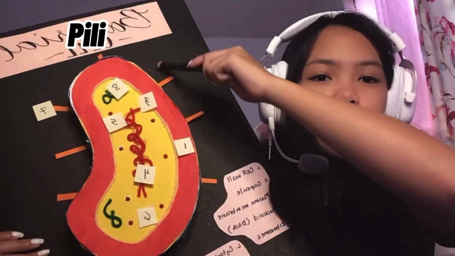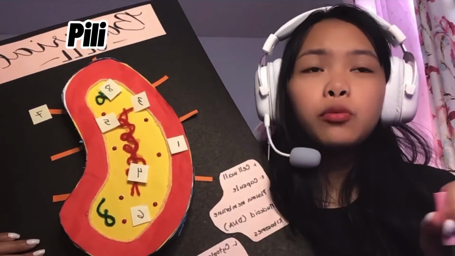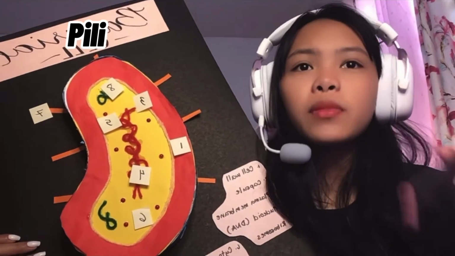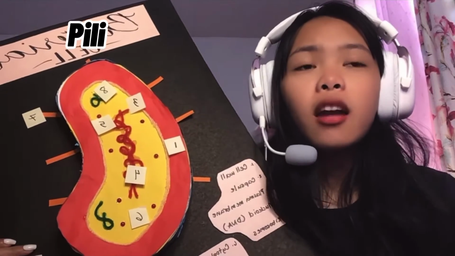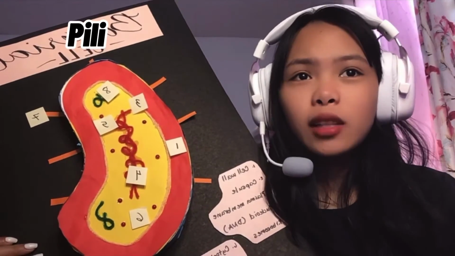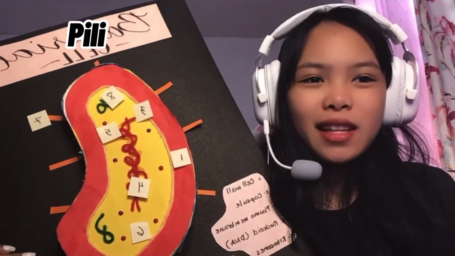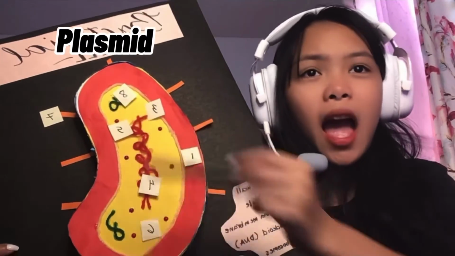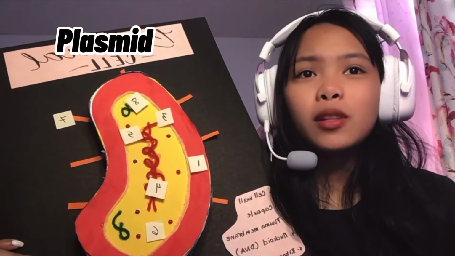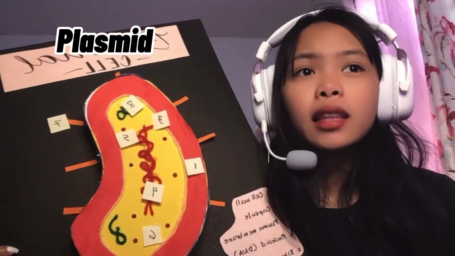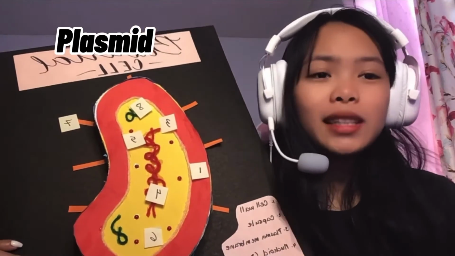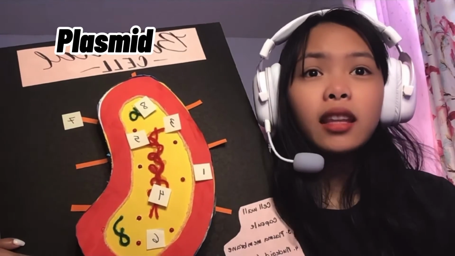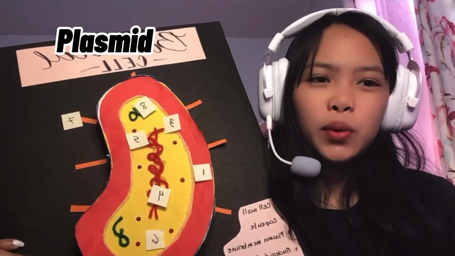These are the pili. The pili is a thin, rigid fiber made of protein that protrudes from the cell surface. The primary function of pili is to attach a bacterial cell to a specific surface or to other cells. Next is the plasmid. This is the plasmid. A plasmid is a small circular double-stranded DNA molecule that is distinct from a cell's chromosomal DNA. Plasmids naturally exist in bacterial cells and they also occur in some eukaryotes.